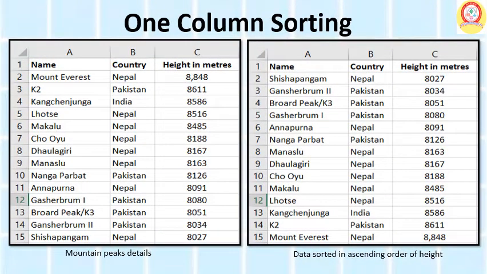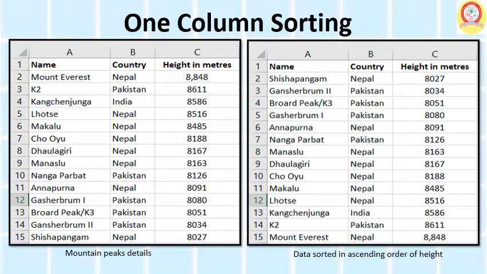One column sorting. Now children, one column sorting means, consider this table of mountain peaks in the Himalayan and Karakoram ranges. In this example, we will use sorting to arrange the data in ascending order of height in meters. Select a cell in the column according to which you want to sort the data. Here, select a cell in column C, say C5.